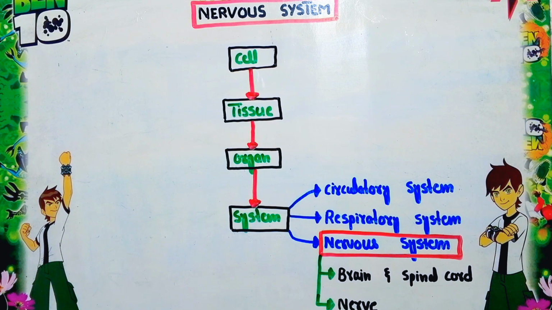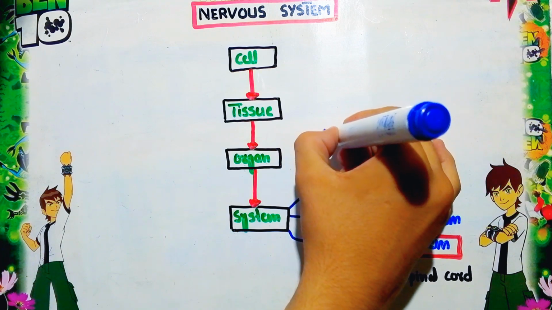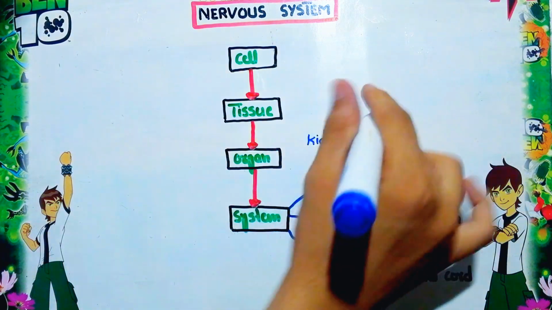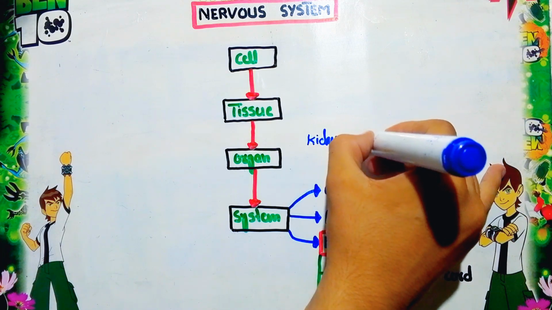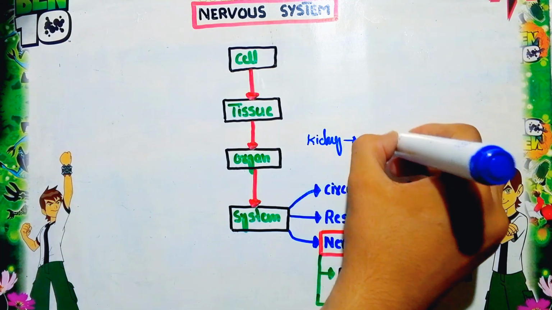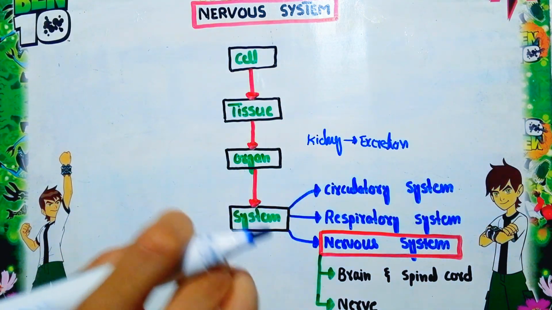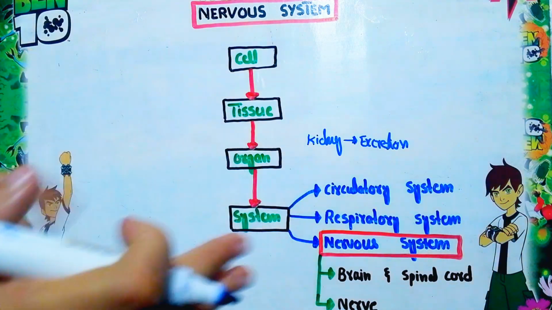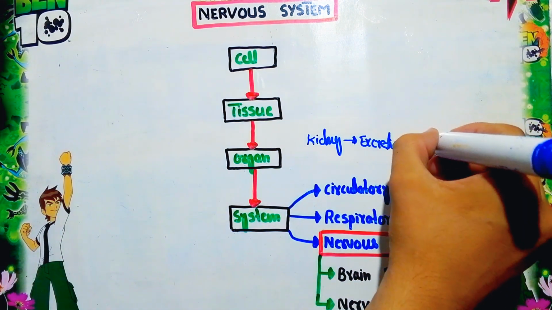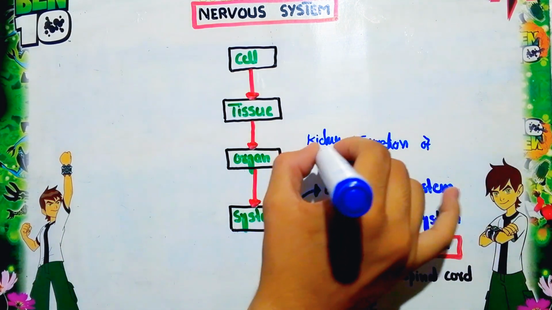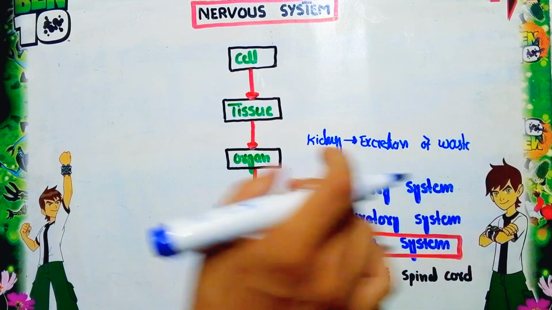Now if we take the example of the kidney, this kidney is made from a group of tissues, and this group of tissues performs a specific function that we call excretion of waste. So normally an organ is formed from a group of tissues, and this organ performs a specific function. The main function of the kidney is excretion of waste. So this is an example of an organ.